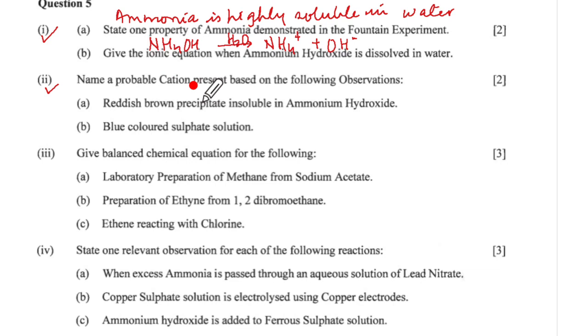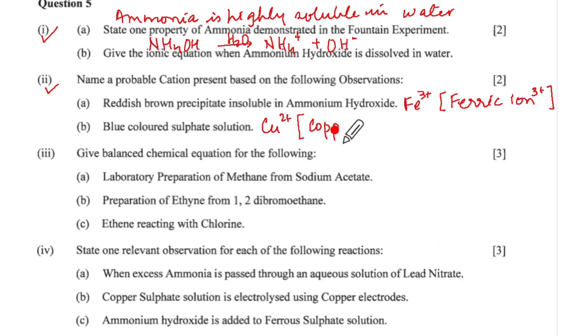Name the probable cation present based on the following observations. Reddish brown precipitate insoluble in ammonium hydroxide. Now this will have to be ferric, right? So Fe3 plus and you will write it as ferric ion. Blue colored sulfate solution will be copper cation, so that will be Cu2 plus and what we will write is copper 2 plus ion.